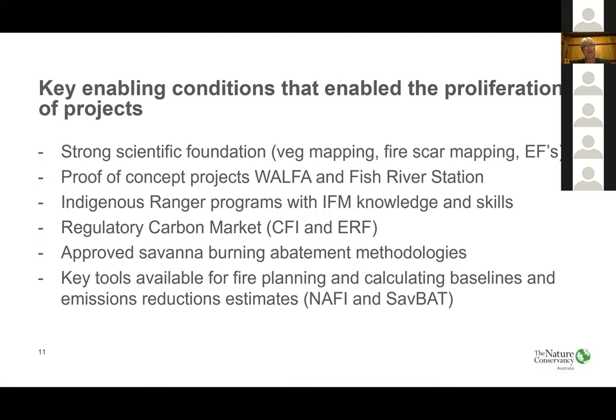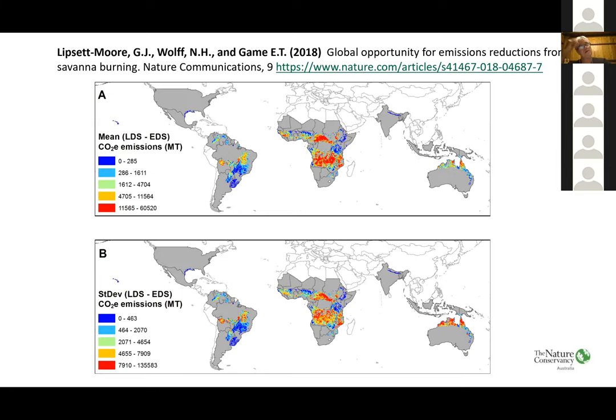And I would also really express the value of some of the key tools that we've had in Australia that have helped us do both the fire planning, but also to calculate the baselines and emissions reductions. So we actually have tools readily available to everybody where they can do their fire planning. So NAFI is the site, and SavBat are some tools that are linked to NAFI that were developed by the Australian government that allow us to do the calculations of baselines for any particular geography and the emissions reductions once a project's underway. So they're kind of the key enabling conditions that I'd focus on.